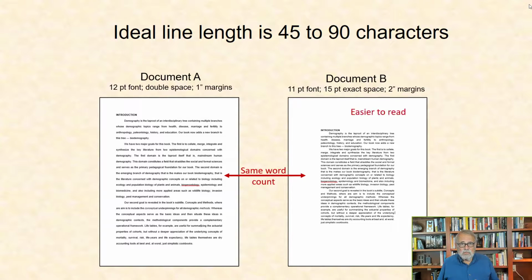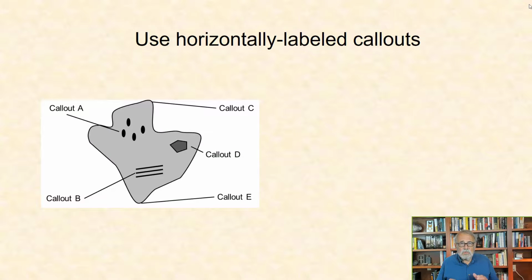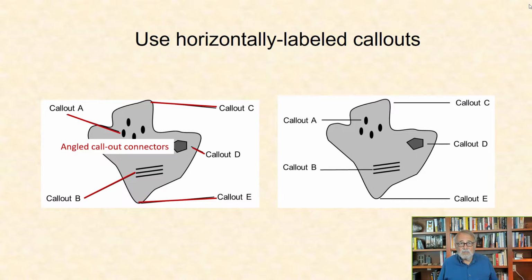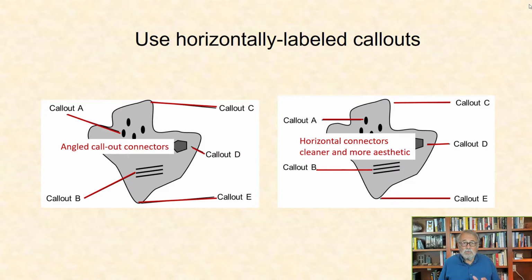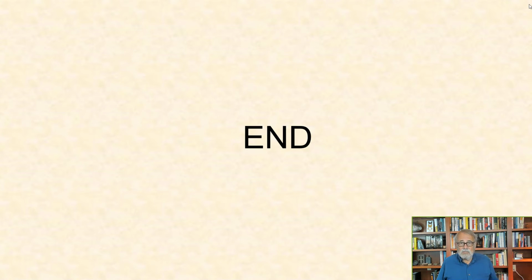Use horizontally labeled callouts. Those shown here are callout connectors that are not aesthetic because they are angled. In contrast, these callout connectors are much cleaner and much more aesthetic because they are uniformly horizontal. This ends this short module on typography.